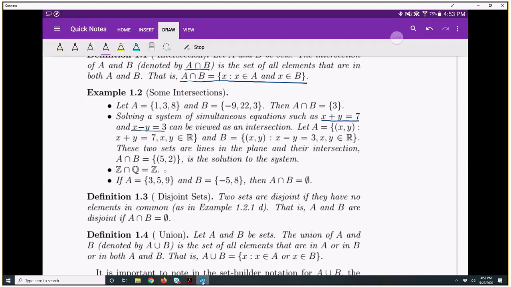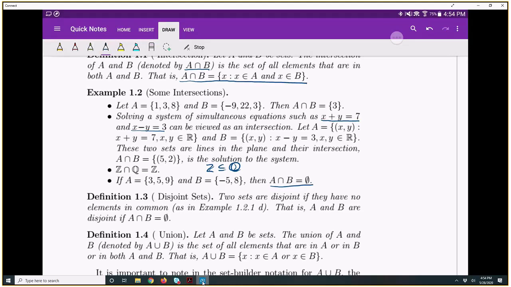An important example is the integers intersected with the rational numbers. We already learned that the integers are a subset of the rational numbers, and so the intersection is just the set of integers itself. Or you might have two sets like 3, 5, and 9, and -5 and 8 that don't have anything in common. Then we'll say that their intersection is just the empty set.